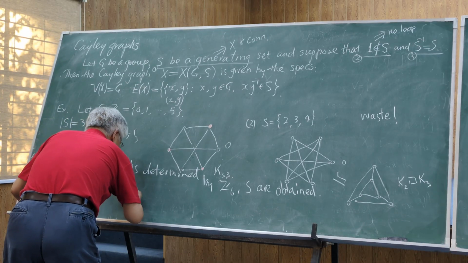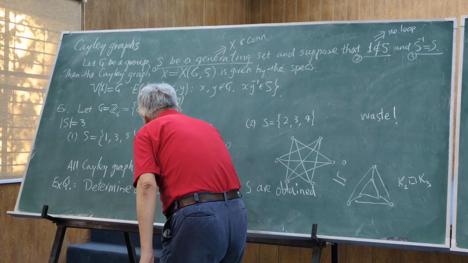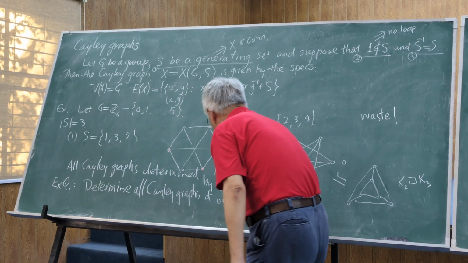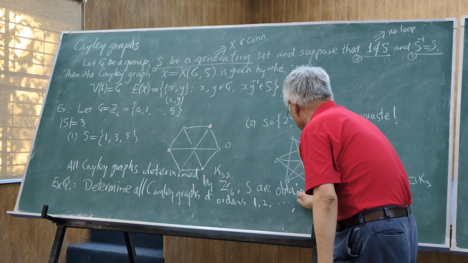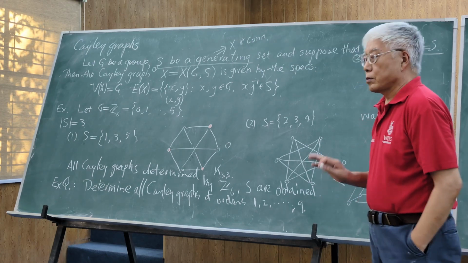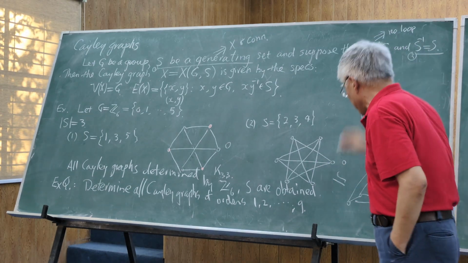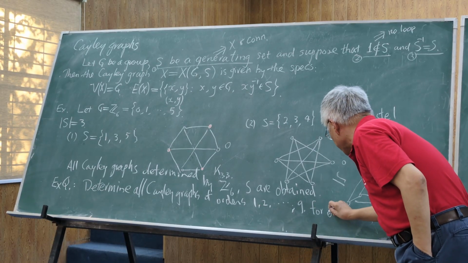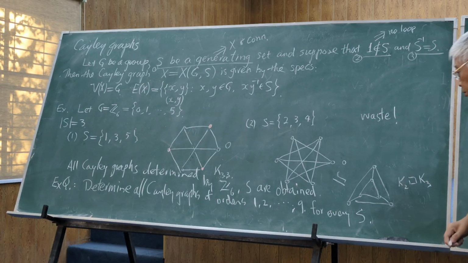Before I forget this one: all graphs of orders 1, 2 to 9, with respect to all possible generating sets, for every one, satisfy those three conditions.